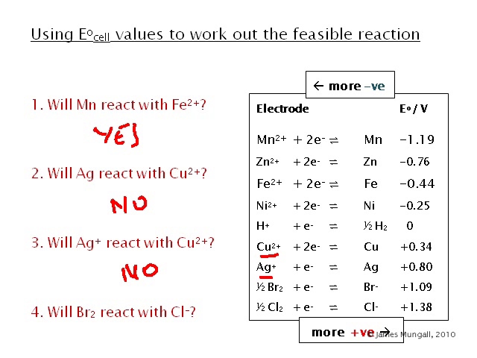And final one here, will Br2 react with Cl-? Well, the Cl- would proceed in that direction relative to the bromine, so no, we would have no reaction there. So it's not just limited to metals here, we can have it throughout the electrochemical series.